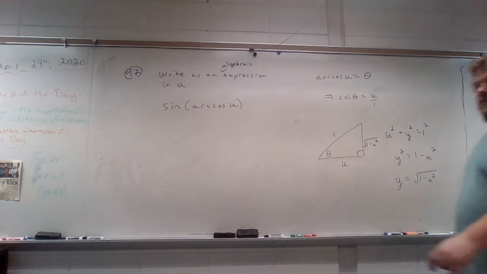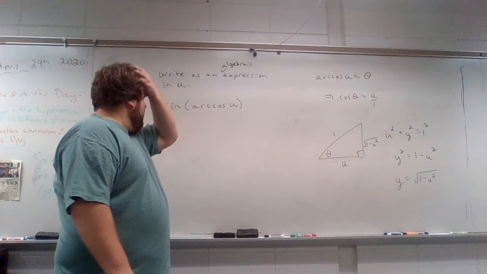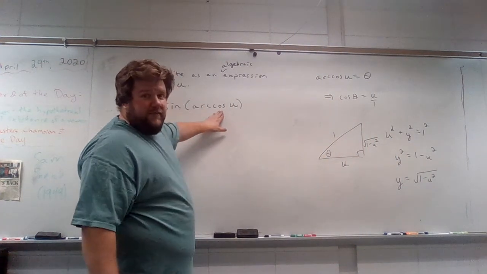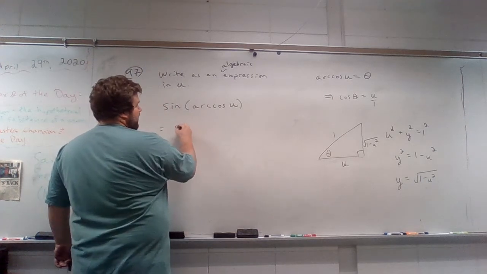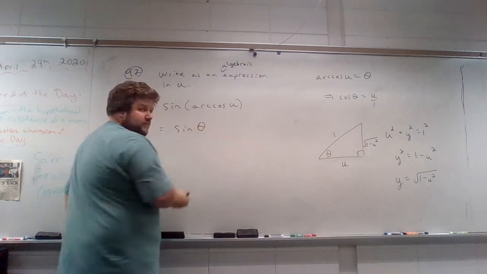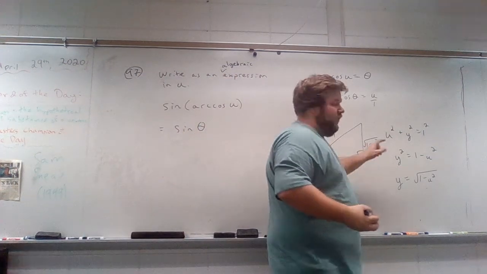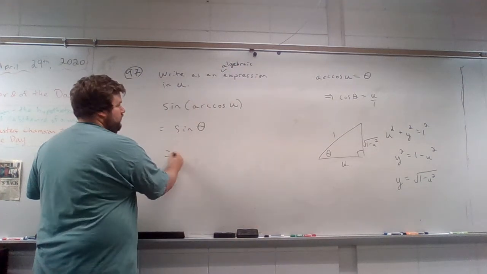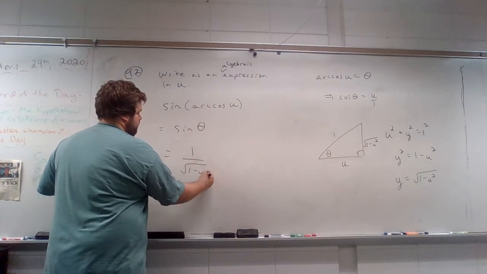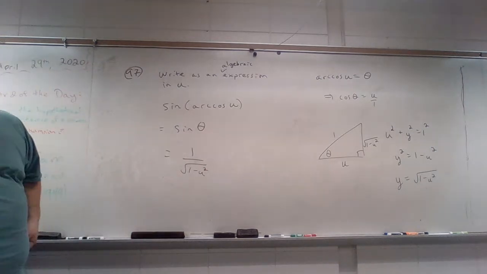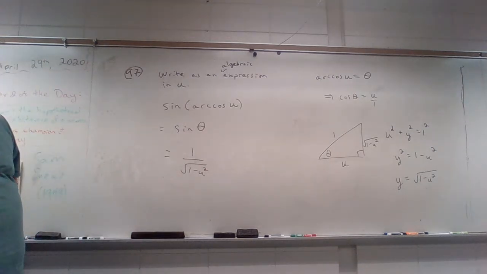Okay. Now, that's kind of our first part. And then once we have that, our arc cosine of u is just theta. So this is really just sine of theta then. And what is the sine of theta? Well, that is 1 over the square root of 1 minus u squared. And you can rationalize that if you want to. You don't need to, however. And that was number 97.